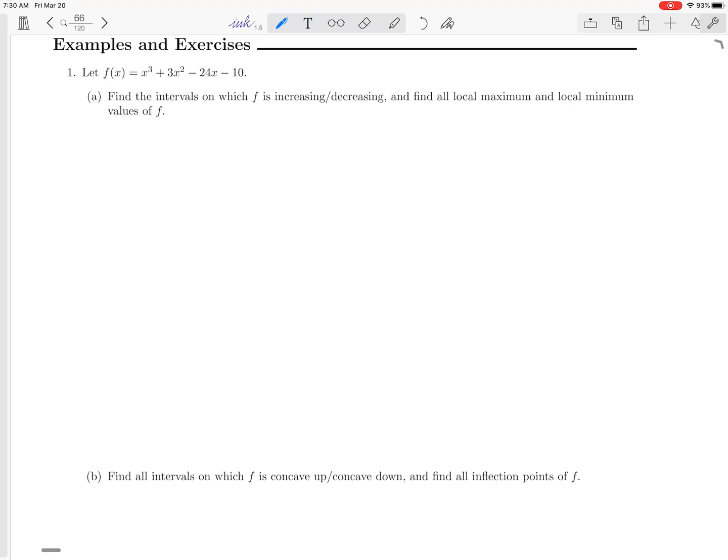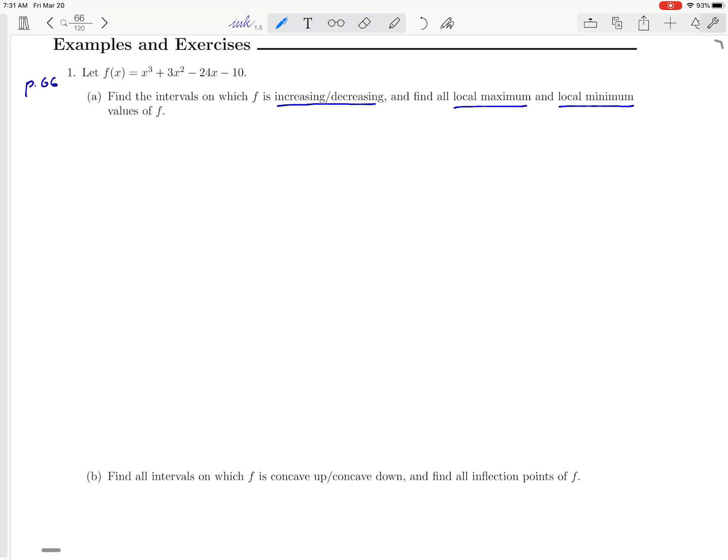Okay, so we're going to take a look at exercise 1 on page 66 of your workbook here. And this is another example of the type where we're given a formula for a function and we're going to try to use the derivatives of the function to figure out some information about it. Okay, and part A is asking us to figure out a couple of things, where the function is increasing and decreasing and where it has local max and local min values.